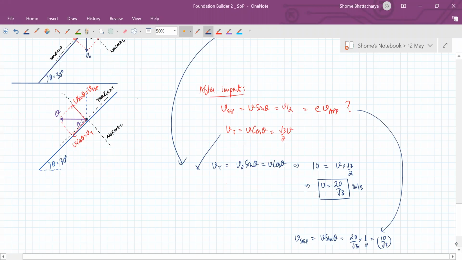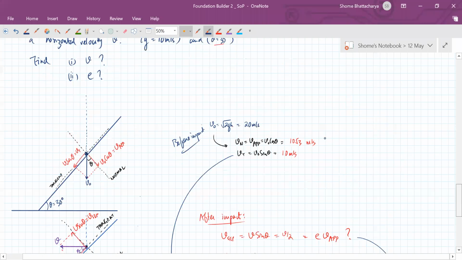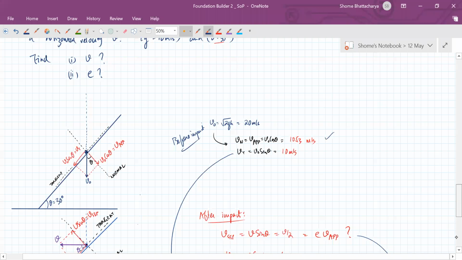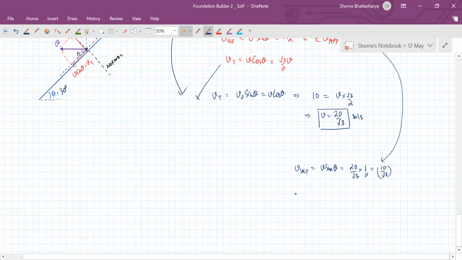Okay. So from this, we will get the coefficient of restitution, because we can see here that the approach velocity was 10 root 3 and the separation velocity is now 10 by root 3. So E is the ratio of separation to approach velocity. So separation velocity now we have got as 10 by root 3, whereas the approach velocity earlier was 10 root 3. So we can see the coefficient of restitution, as expected, is less than 1 because there is loss of kinetic energy.